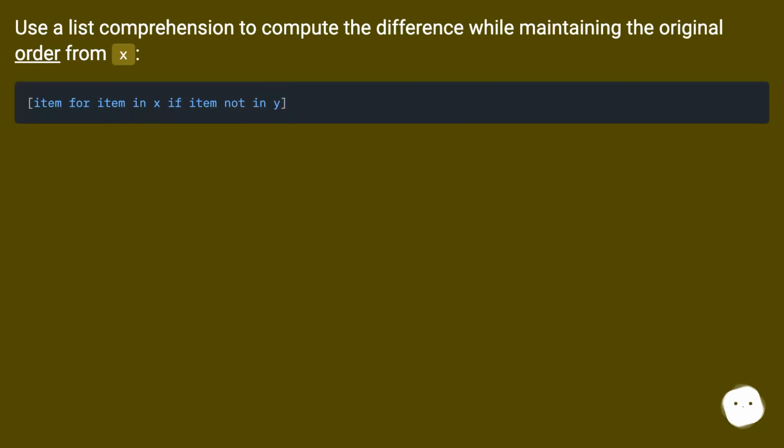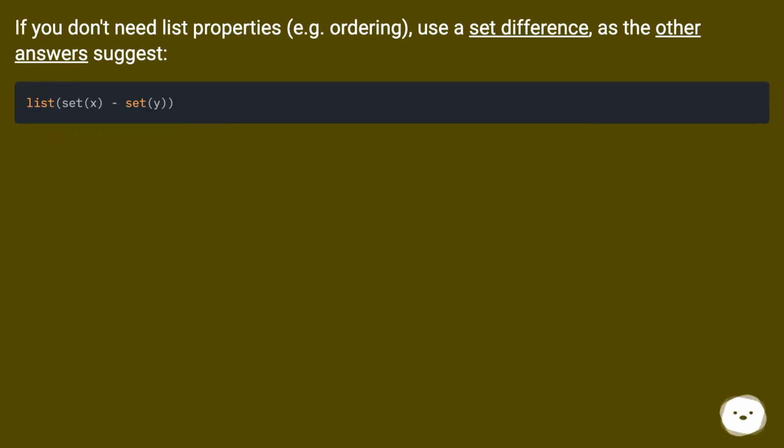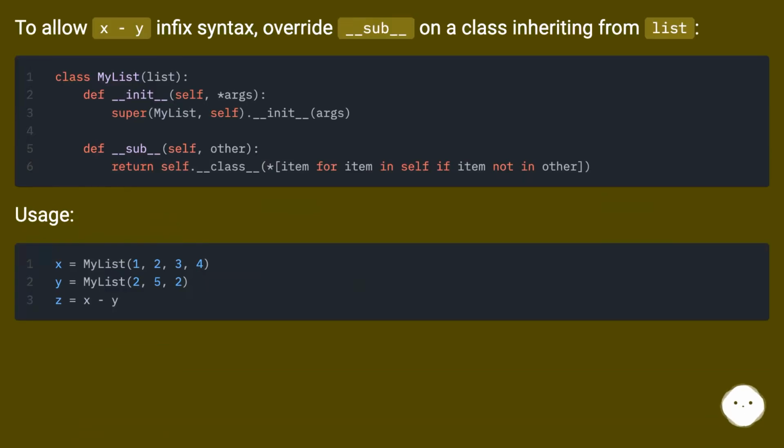Use a list comprehension to compute the difference while maintaining the original order from X. If you don't need list properties, e.g. ordering, use a set difference, as the other answers suggest. To allow X - Y syntax, override __sub__ on a class inheriting from list.